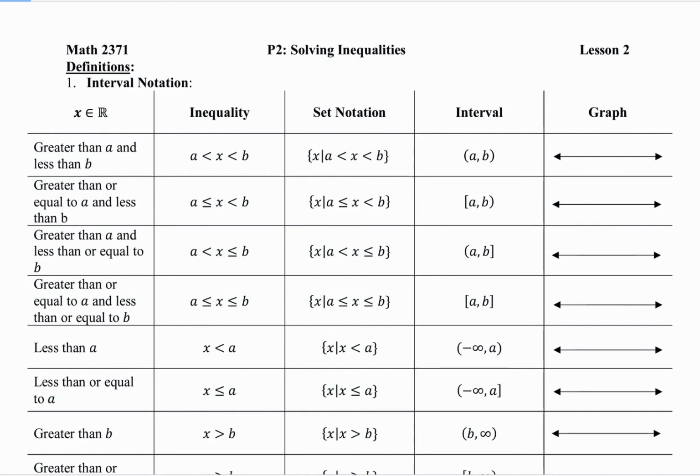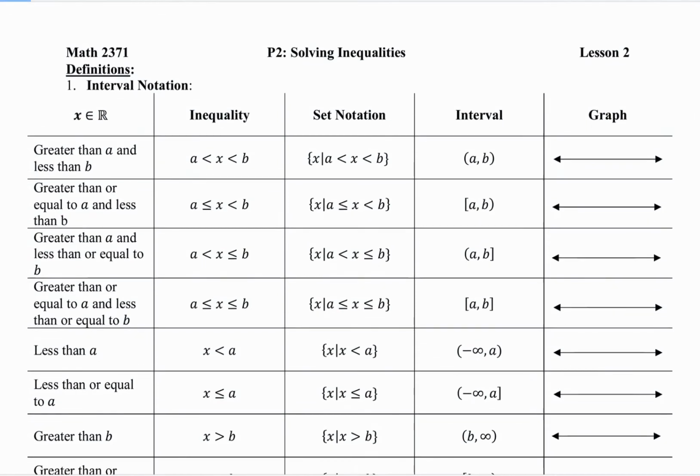First thing I want to let you know is that a parentheses means that the endpoint is not included. So let me see if I can draw a parentheses. A parentheses means that the endpoint is not included. And a bracket means that the endpoint is included.